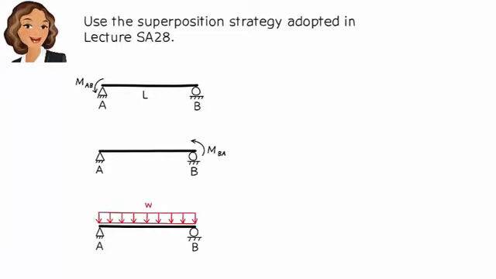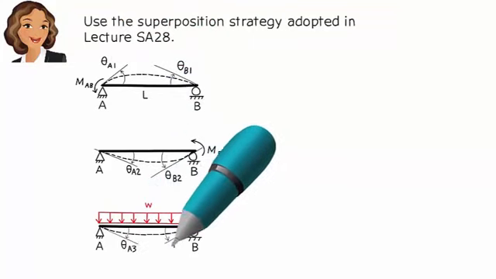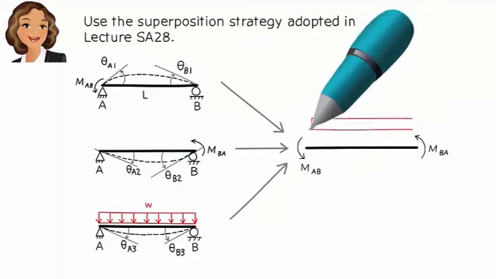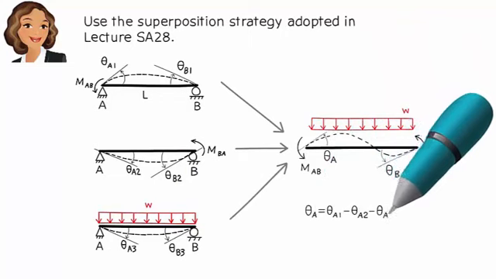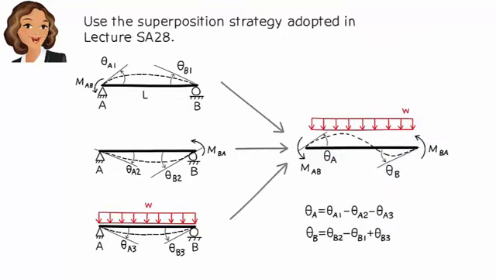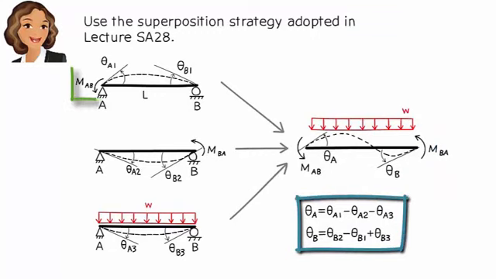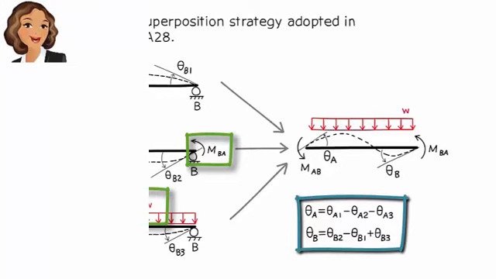For each case, first we compute member end rotations. Then we combine the individual rotations at each end to come up with the total end rotations. As you'll see in a minute, the right-hand side of these equations can be written in terms of MAB, MBA, and W. This means we can solve them for the end moments in terms of the end rotations and the load magnitude. Here are the details.